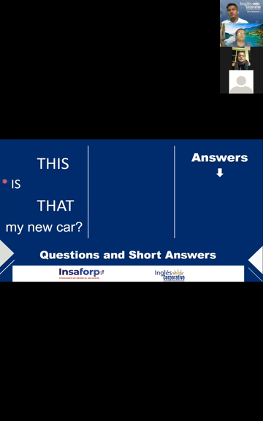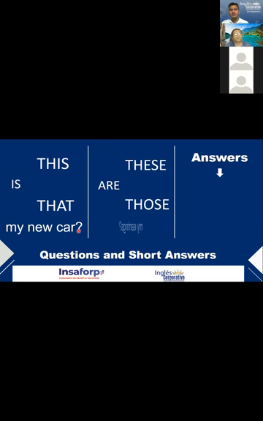Okay, so in order for you to create questions using the demonstrative pronoun, the only thing that you have to do is put the verb be at the beginning, then the demonstrative pronoun and the complement, and obviously the question mark at the end. Let's see what happens with the plural form. We have the same thing. Verb be at the beginning plus the demonstrative pronouns plus the complement and obviously the question mark at the end. Examples, are these my earrings? Are those my earrings?